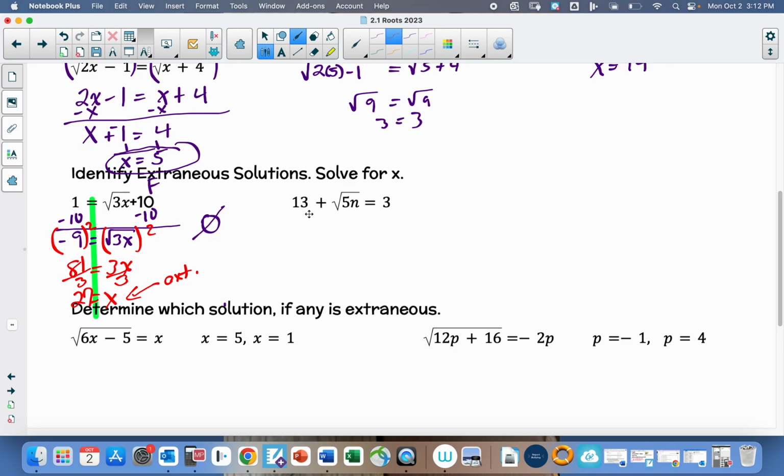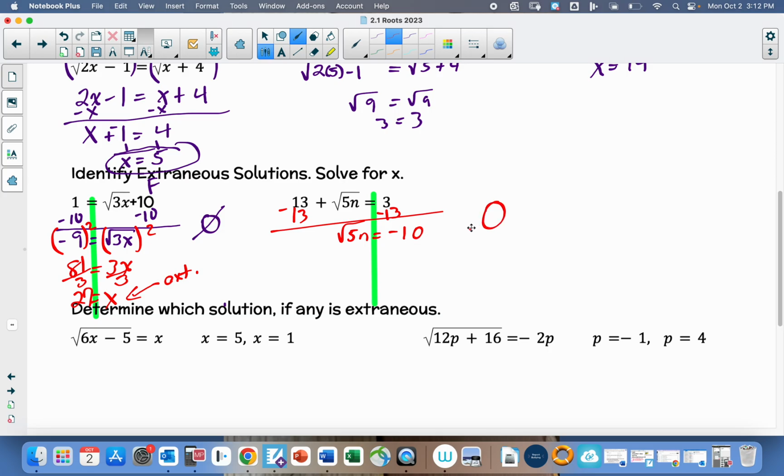Okay. All right, let's take a look at this next example. Connected to the radical by addition is 13. And so I'm going to get rid of it by adding negative 13 to both sides. And that gives me the square root of 5n is equal to negative 10. And again, can I take the square root of something and have it equal a negative number?